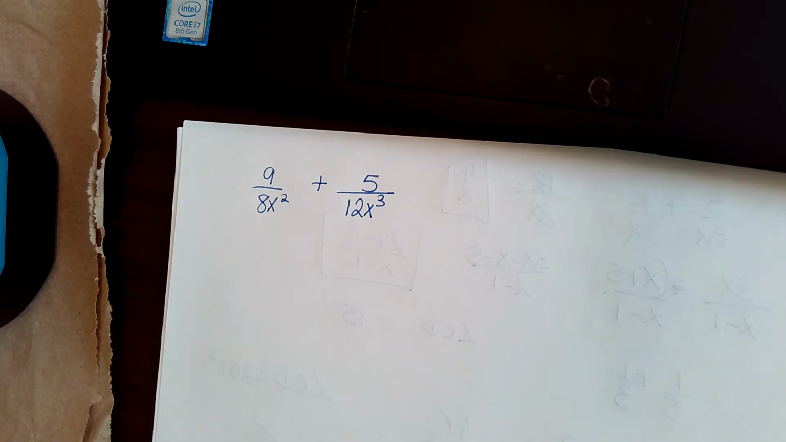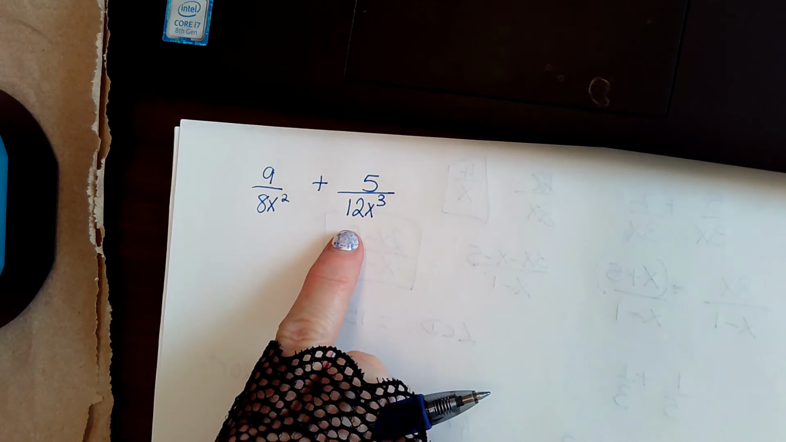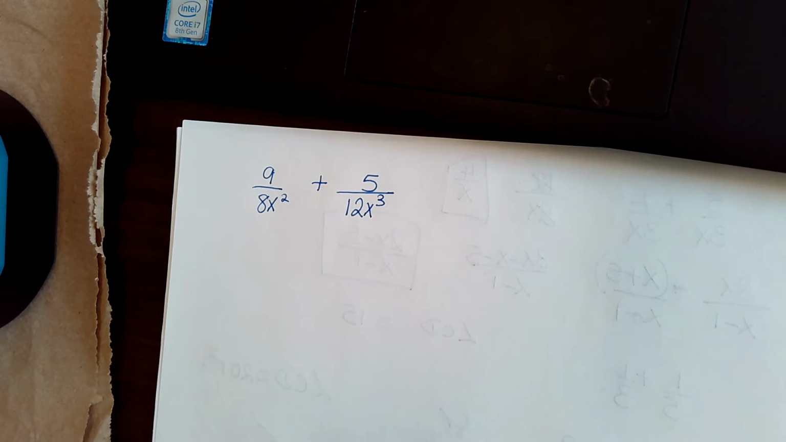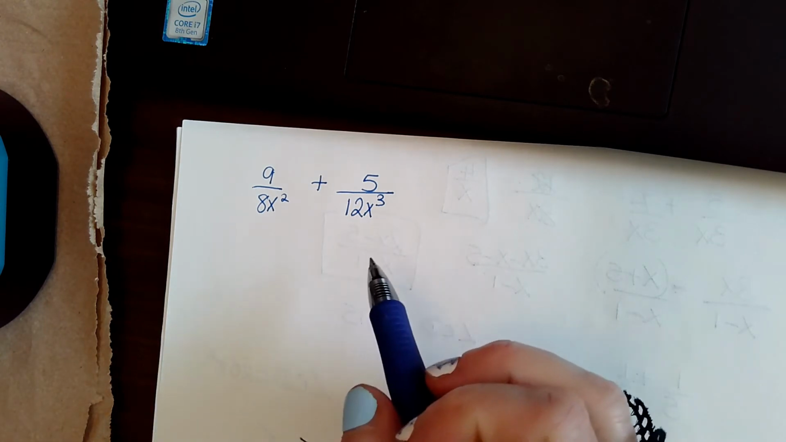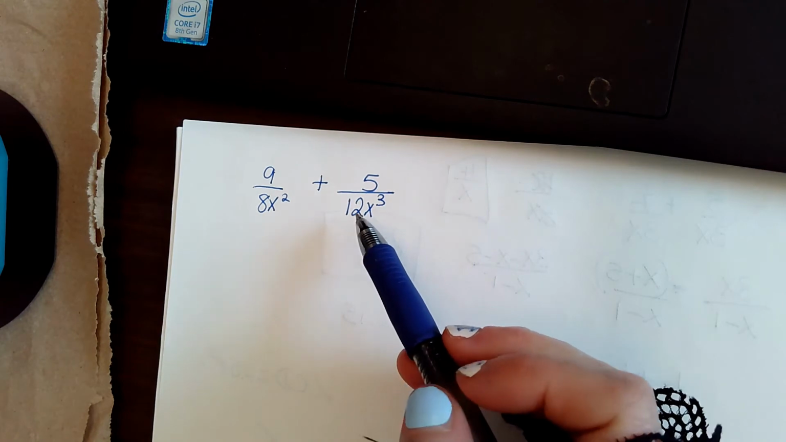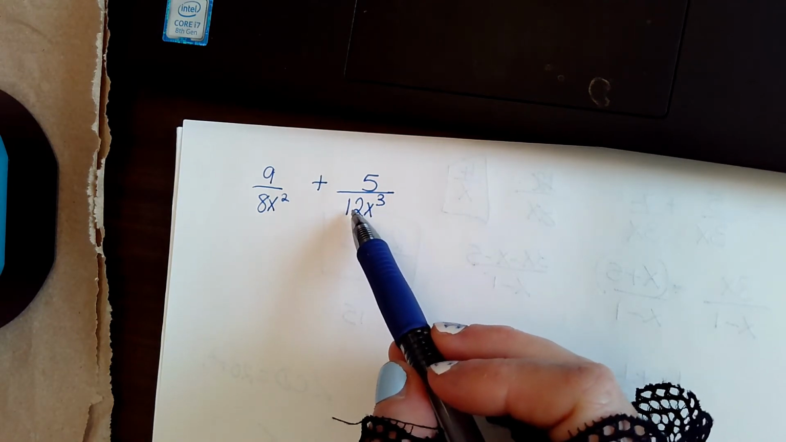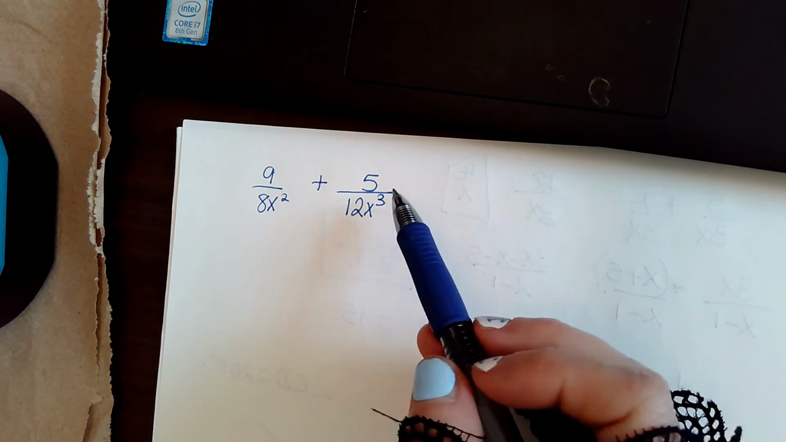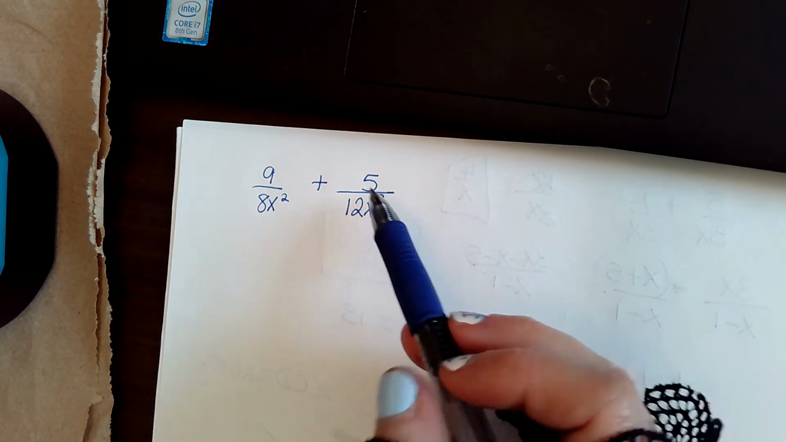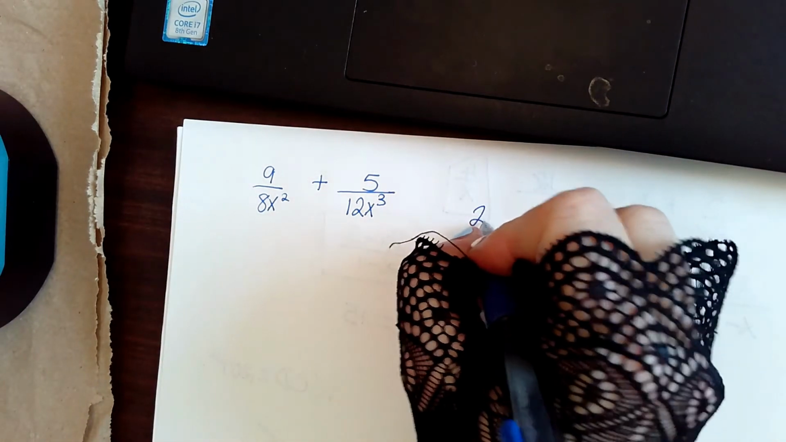So I'm going to look at the numbers. I've got an 8 and a 12. So that's what we're looking at. What's the smallest number that they both go into? Okay, so 8 does not go into 12, and it has to be bigger than 12. So what I do is say, okay, it's not 12. 12 times 2 is 24. Does 8 go into 24? Yes, it does. So I know it's 24.